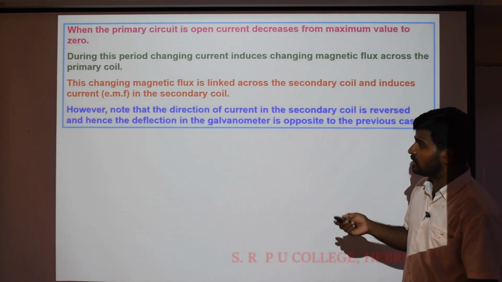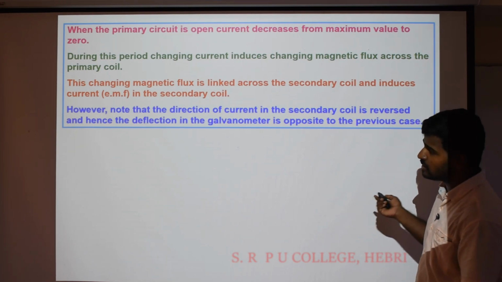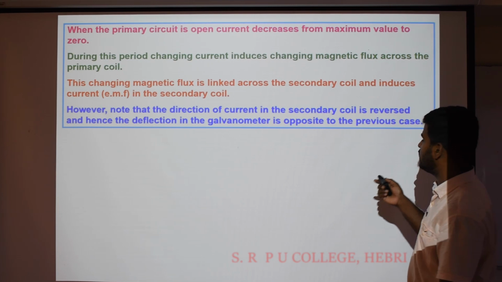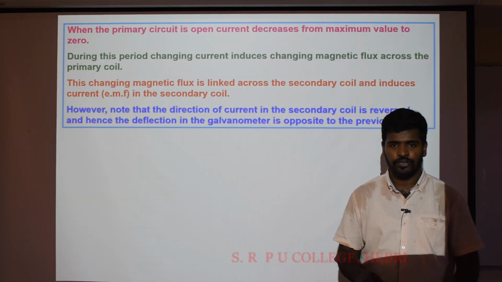Is it clear? However, note that the direction of the current in the secondary coil is reversed, and hence the deflection in the galvanometer is also opposite to the previous case. In the next class, it will be continued. Yes, thank you.